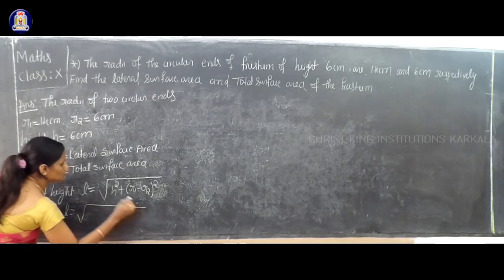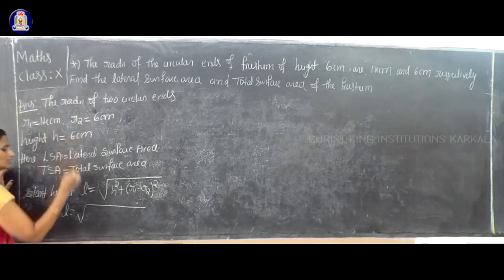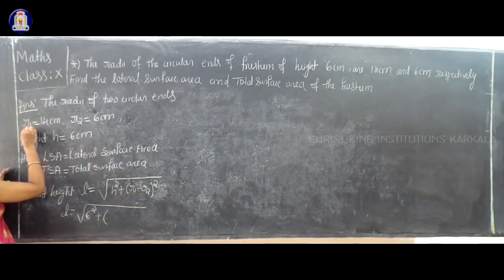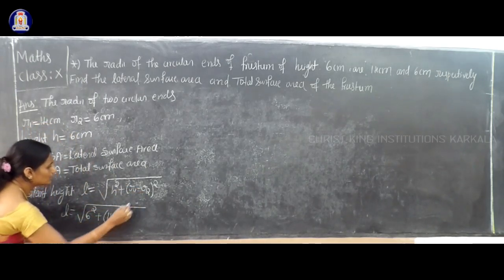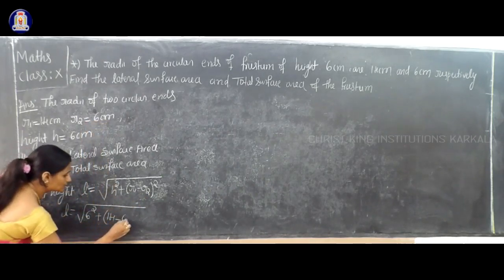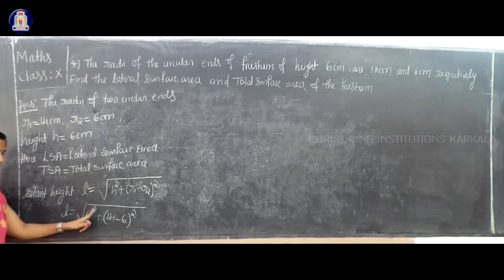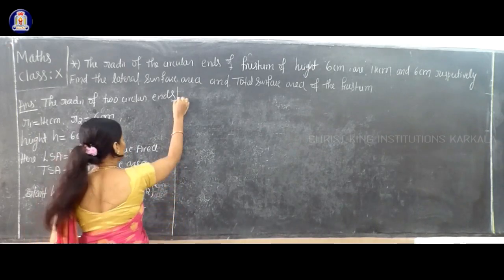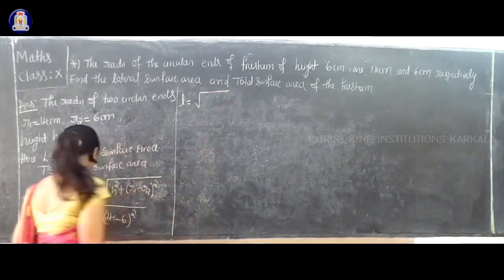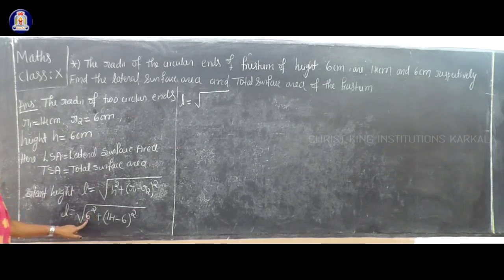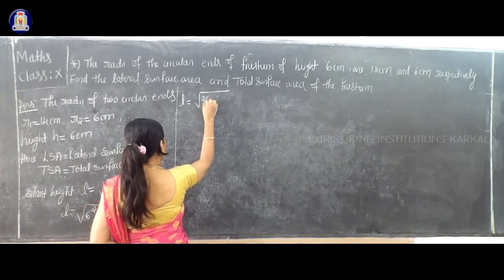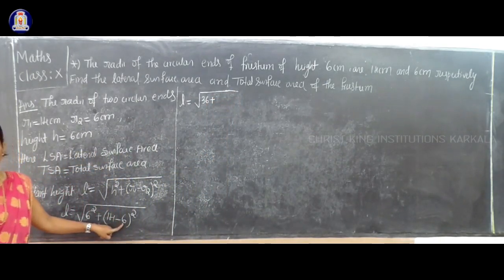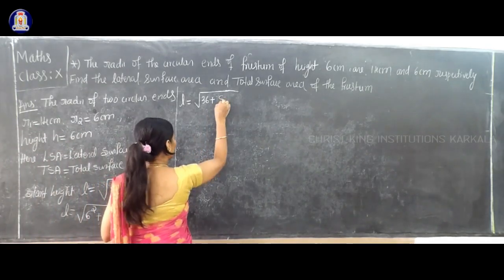L is equal to, now substitution. H square. What is that H? H is 6, so 6 square plus (R1 minus R2) whole square. R1 is 14 minus R2, which is 6, whole square. See the substitution? So L is equal to square root of 6 square, you are familiar with this, 6 square is 36, plus now 14 minus 6. 14 minus 6 is how much? 8. So it is 8 square.